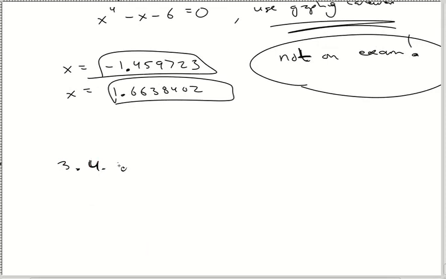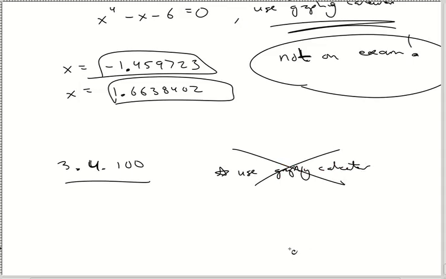3, 4, 100. Okay, let's talk about this. This says use graphing calculator. It says that. Okay, but I'm going to tell you, you do not need to use it, nor do I recommend you using it. I don't even know how you'd use it, honestly. It makes no sense to me. I'm going to do this problem with you, but if this shows up on an exam and it says this, you're going to have to ignore it.